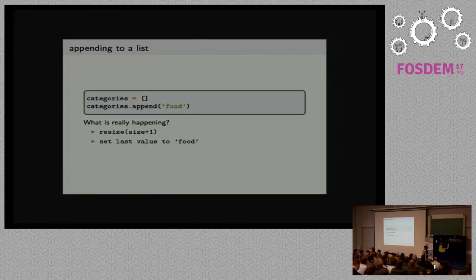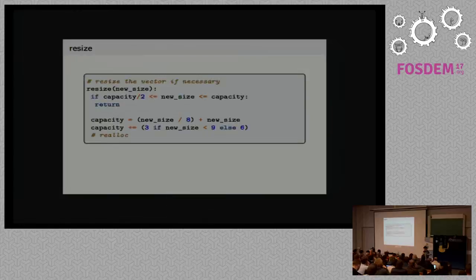So what resize does is it takes as input a new size, and checks whether the new size falls between half of the capacity and the capacity itself, to make sure we comply to the invariant. If that's the case, we just do nothing. We have enough space to add the new item, so we just say, okay, you can go on. But if this condition isn't met, we need to compute a new capacity of the list.